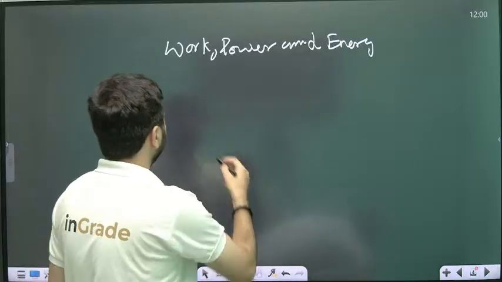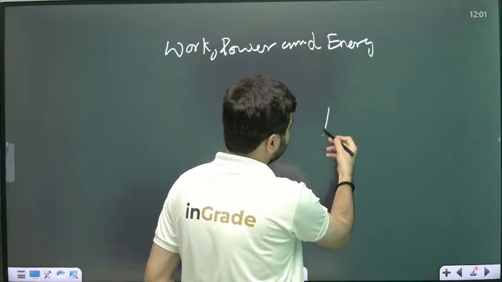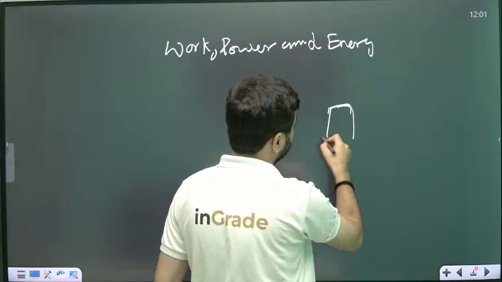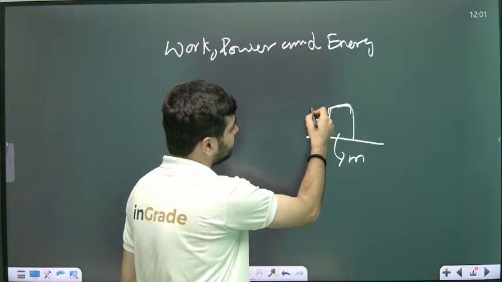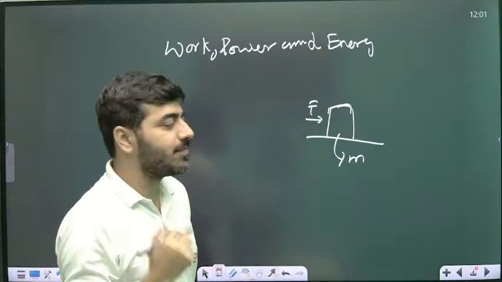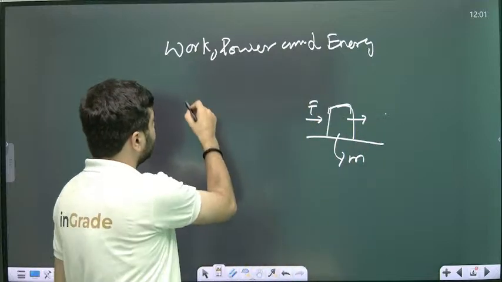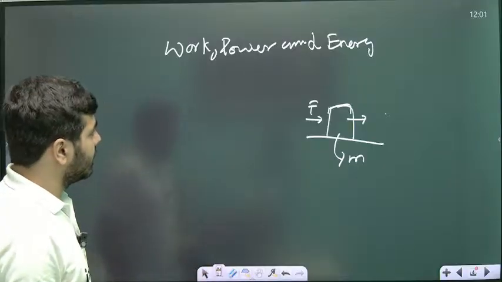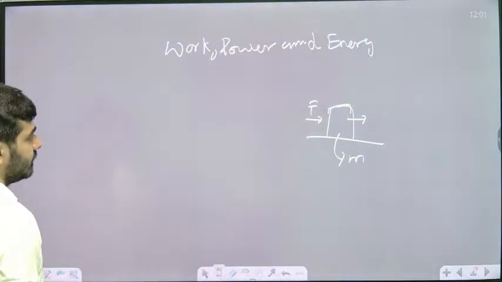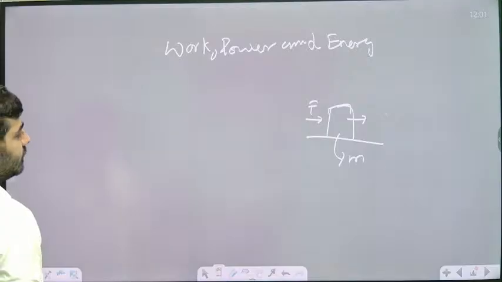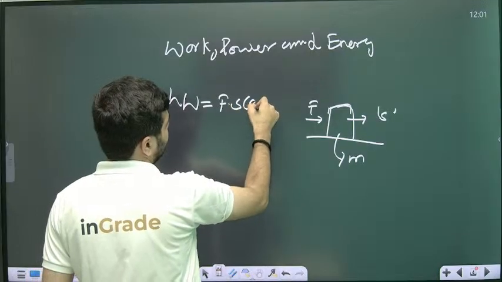So work is simply defined like this: if any object is at rest, let's say the mass of the object is m. If we apply some force on it, let's say F, then there is some displacement, let's say S. Then the work done will be F dot S cos theta.